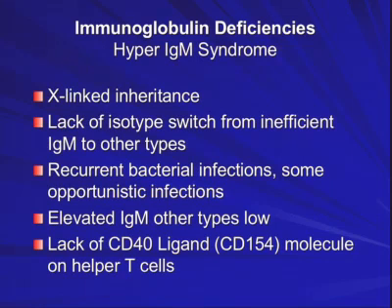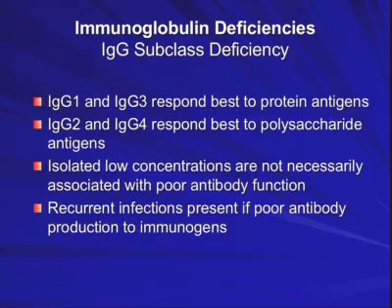Now, the last disease we'll talk about in this group of immune deficiency disorders is hyper-IgM syndrome. And as the name implies, there is an elevated IgM with other isotypes being very low.